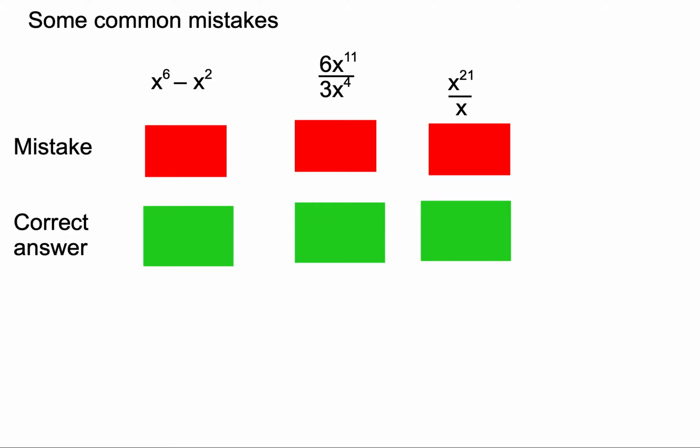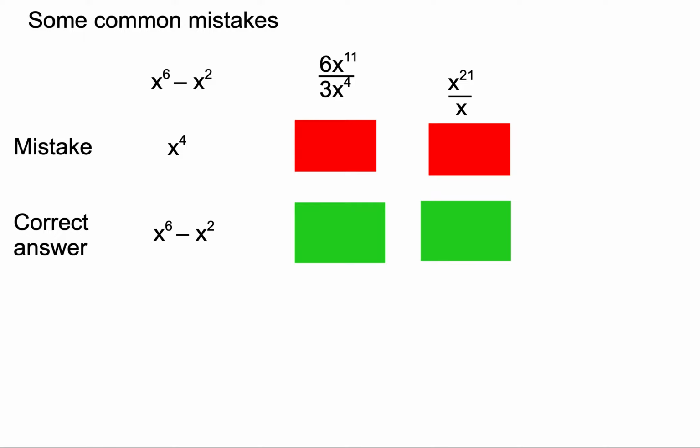Okay, looking for some common mistakes that happen with these types of problems. X to the 6th minus x squared. Now this is actually more of a 7th grade problem where you add like terms. These are not like terms, so nothing happens. A common mistake students would make, though, is to go ahead and subtract the exponents. That does not work. The correct answer is you can't do anything. It's already simplified.